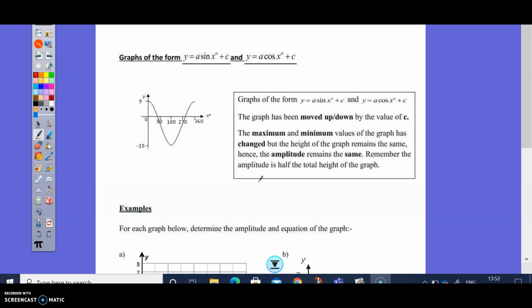If we add on a number, it moves it up. If you take away a number, it moves it down. Okay, so if we have a plus 3, it moves the whole graph up 3 spaces. If we have a minus 2, it moves the whole graph down 2.